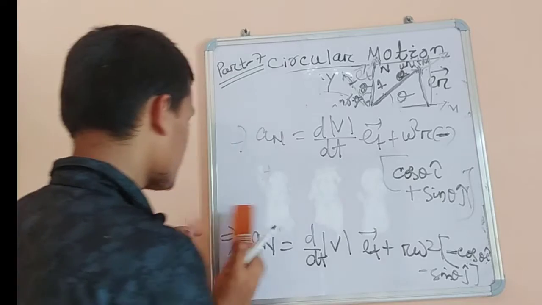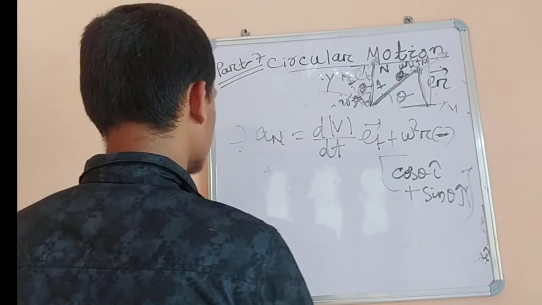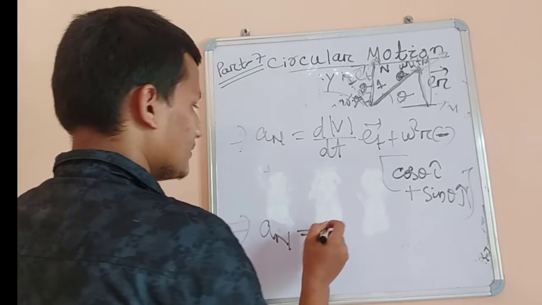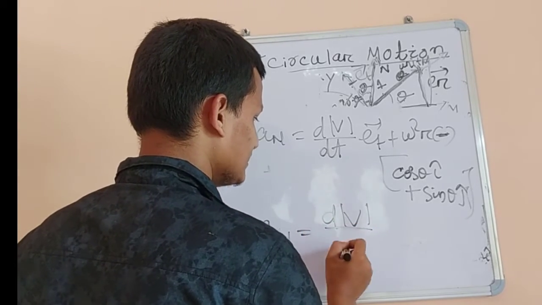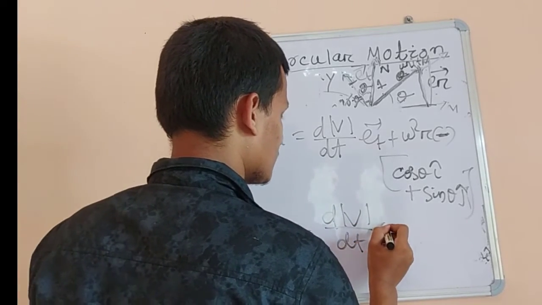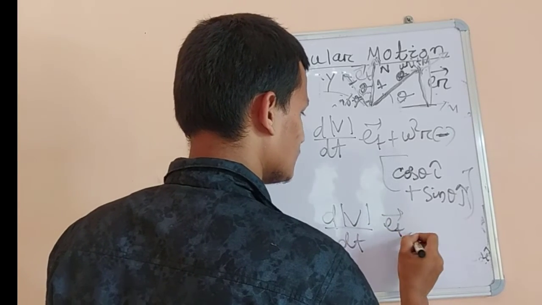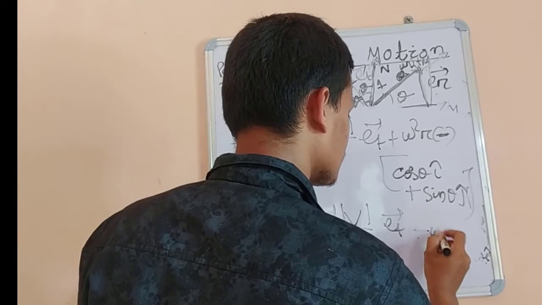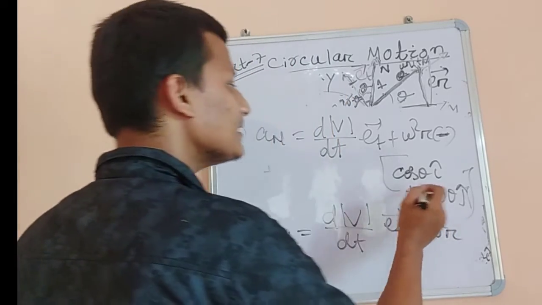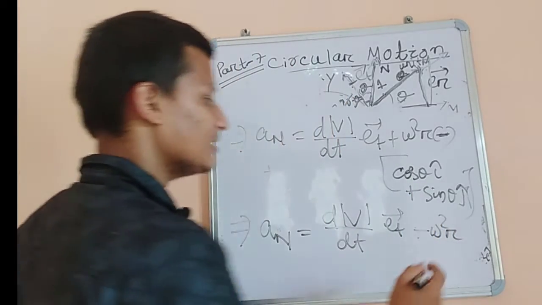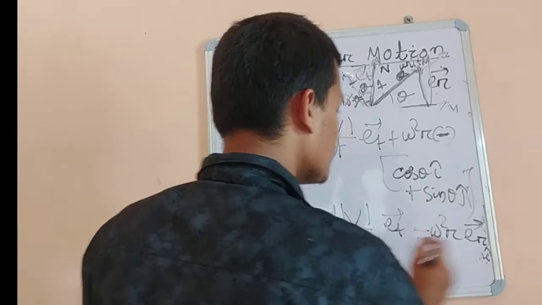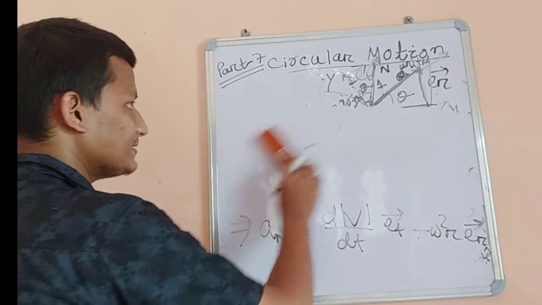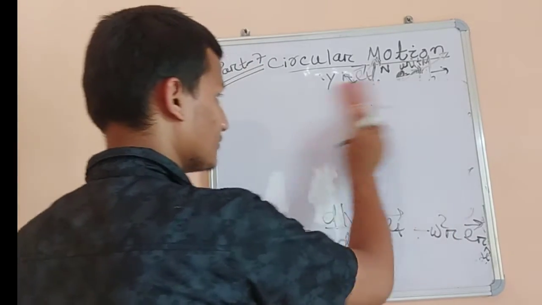Okay, and our a net equal to dv vector by dt vector plus, this is our minus, so minus omega square r into ER vector, as we have done before. So what does this expression show and what do we learn from this expression?